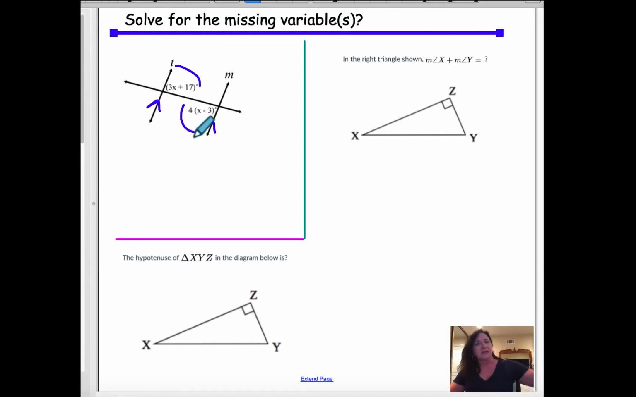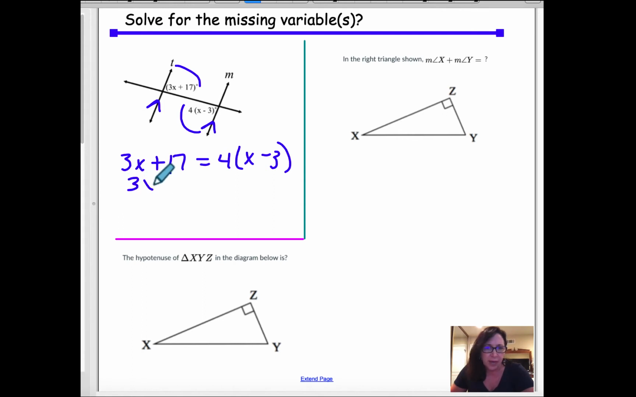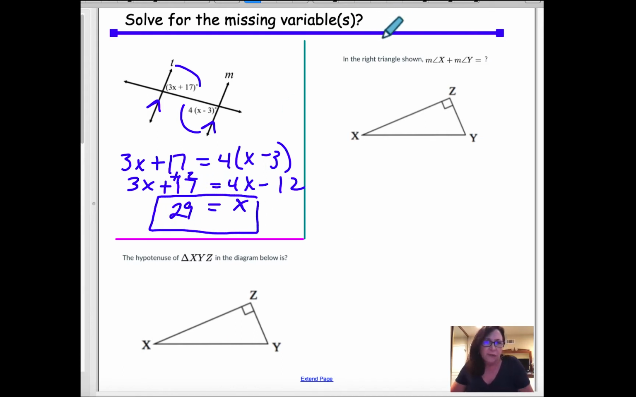I'm going to put my glasses on for this problem. It looks like this one is 3x plus 17, and then you would set that equal to 4 times x minus 3. So we have 3x plus 17 equals 4x minus 12, and you have to distribute there. I'm going to subtract 3x, and I get x. Then I'm going to add 12 to both sides, and I get 29 is equal to x. The directions say solve for the missing variable. For this problem, x is 29.